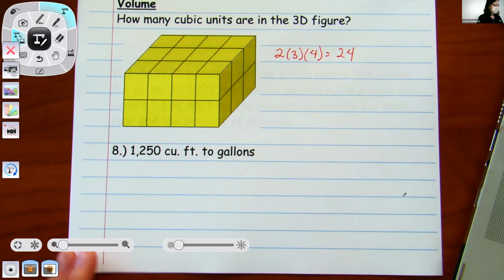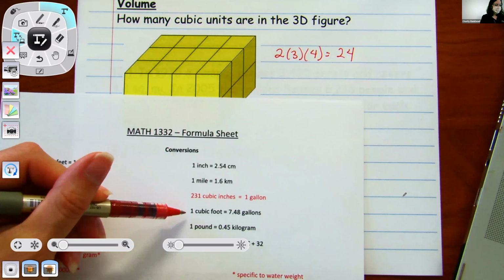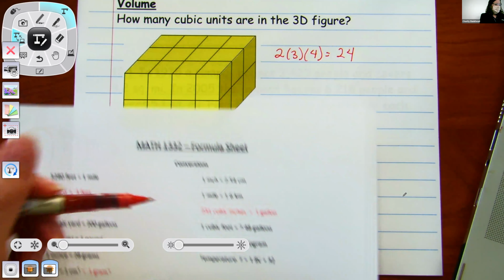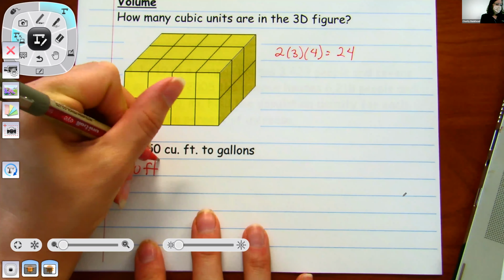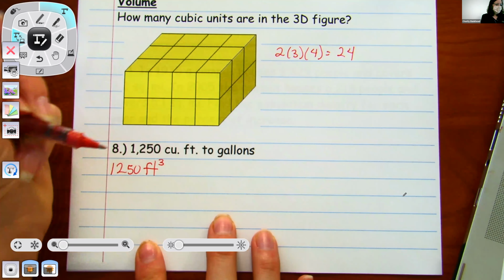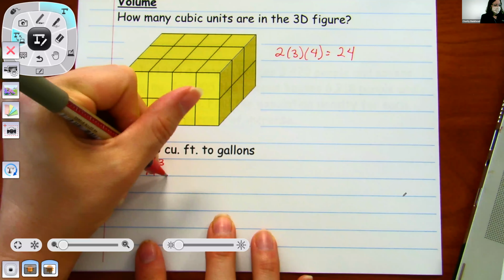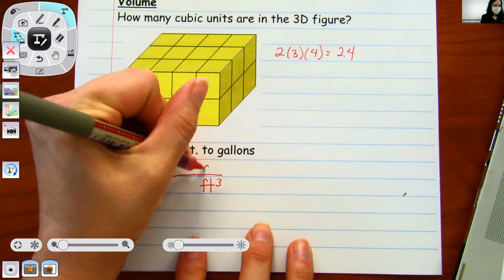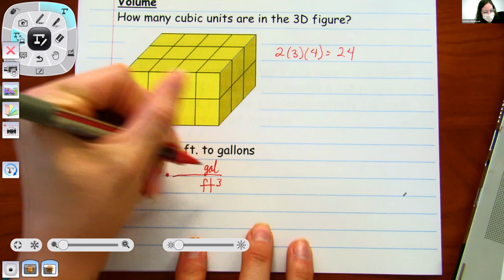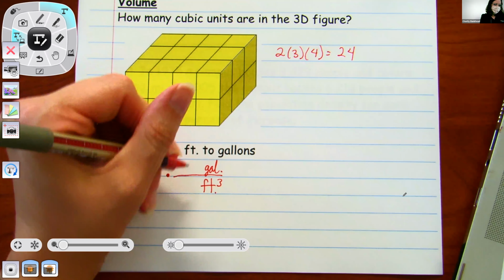Number 8, 1,250 cubic feet to gallons. On our sheet, we do have a conversion factor: 1 cubic foot equals 7.48 gallons. So we have 1,250 cubic feet. Feet to the third power is just another way of writing cubic feet. So I'm going to put cubic feet in the denominator and gallons on the top. 1 cubic foot equals 7.48 gallons.